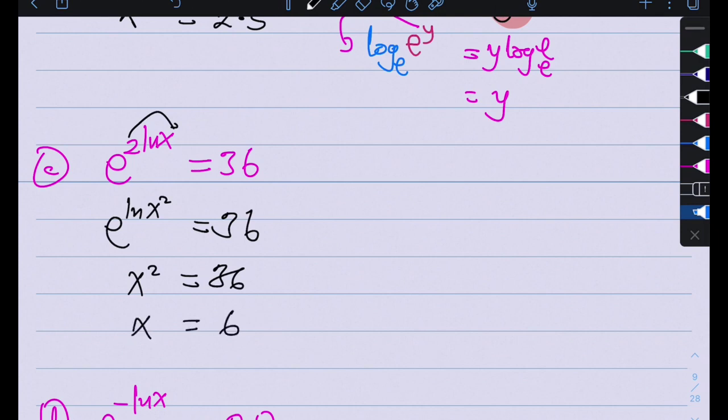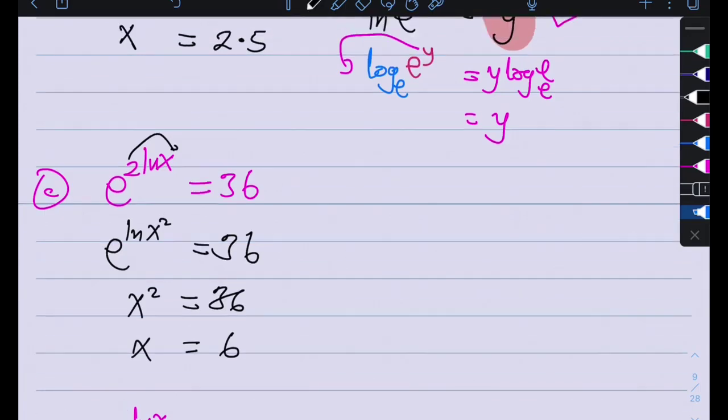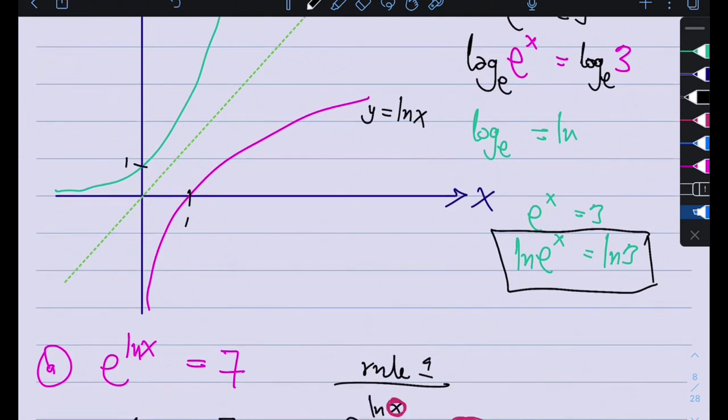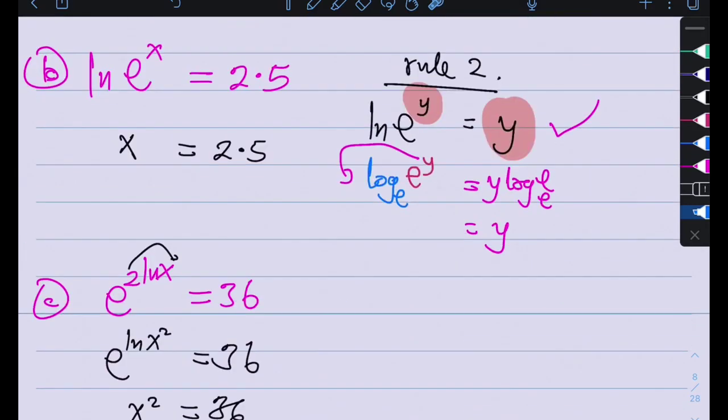I know you want to put plus or minus 6, but the ln of a negative value does not exist. That is why I didn't take the plus or minus. Why am I saying that the ln of a negative value does not exist? Check this now. When you consider the graph of ln, it is asymptotic to the 0 line. It never touches this line, and it's on the positive side. So it will never take a negative x value. It's always on the positive side of the x-axis.